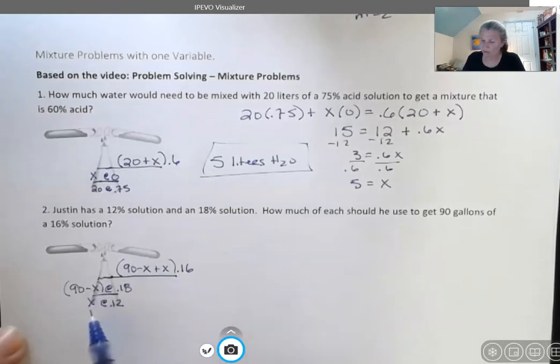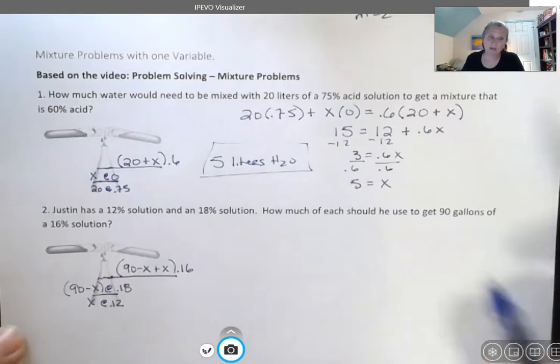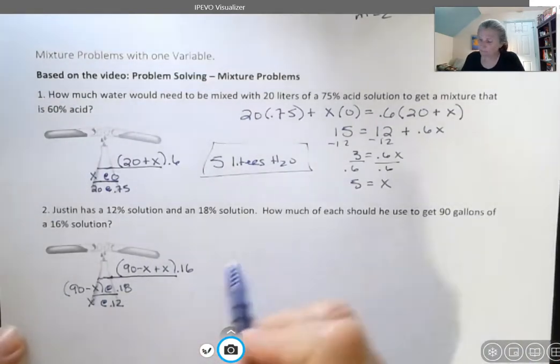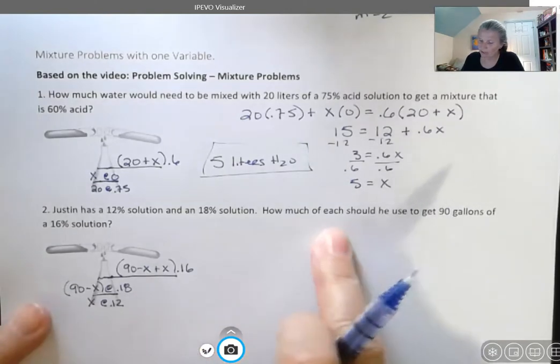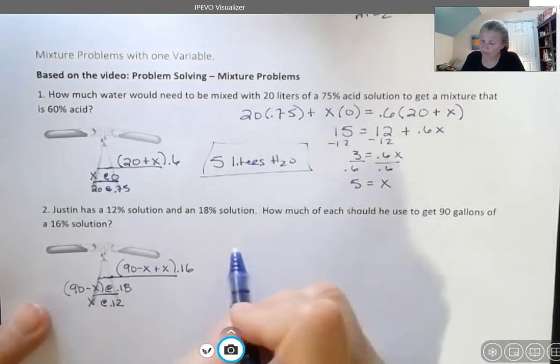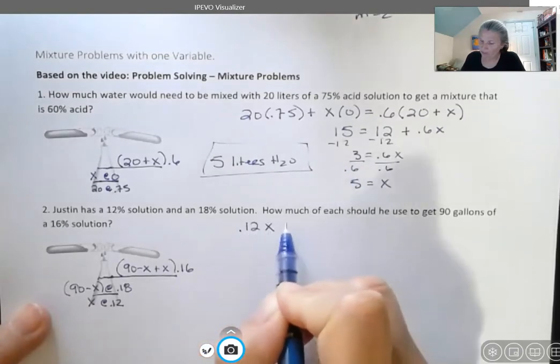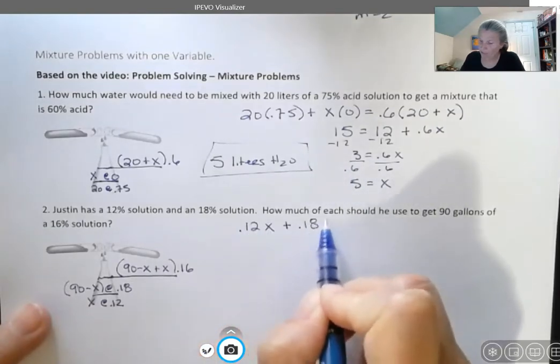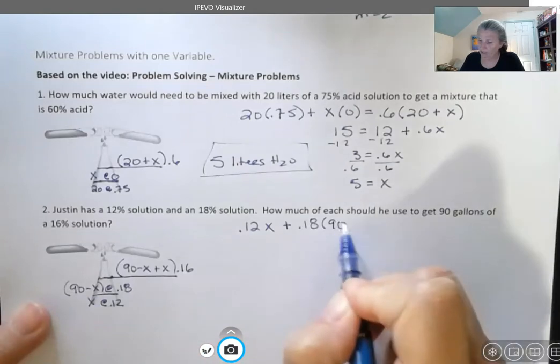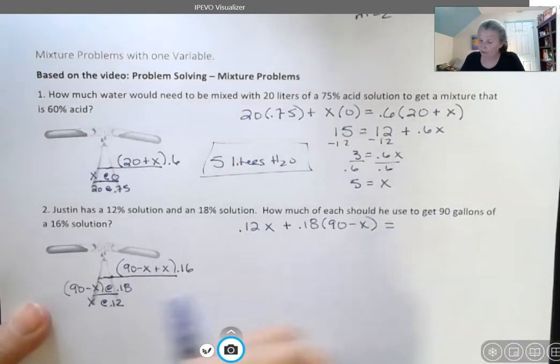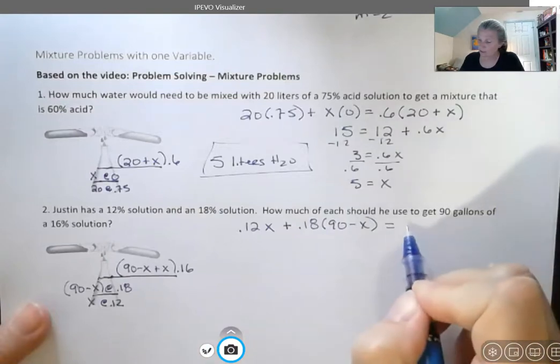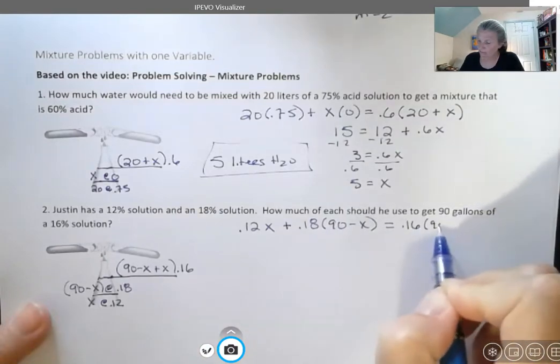Well, the way I wrote it is a little funny, because what's 90 minus X plus X? It's just 90, because they told us we're going to end up with 90. I wrote it that way just to show you that it does come out to be 90. What goes inside gets multiplied on the left side, so I have 0.12 times X, and I have 0.18 times 90 minus X. And then over here, I just have 90 times 0.16.